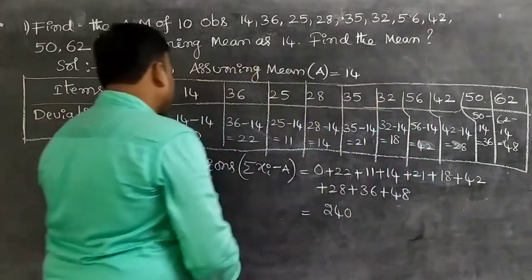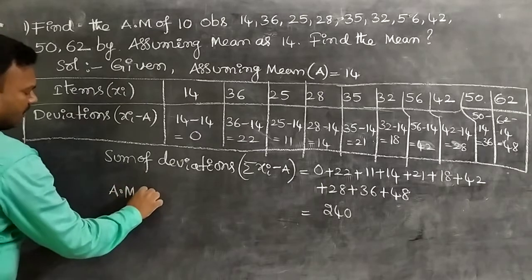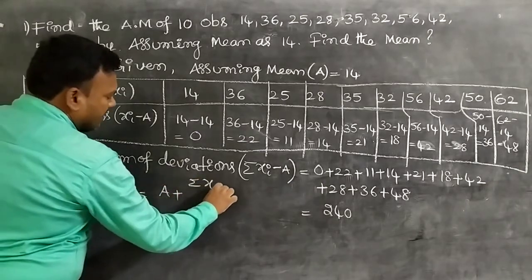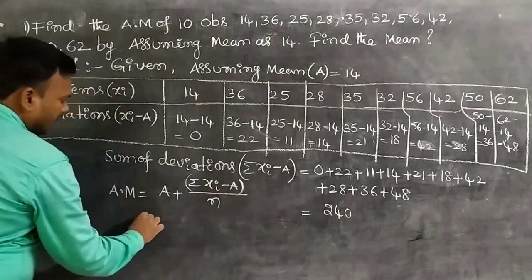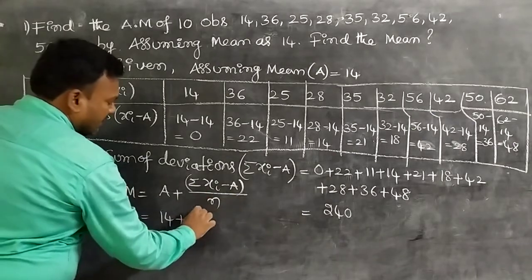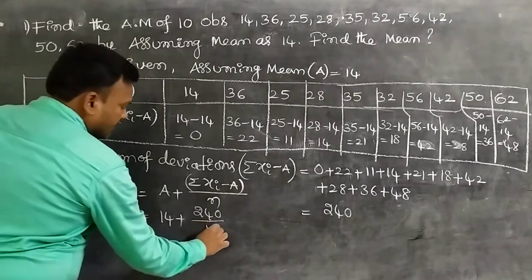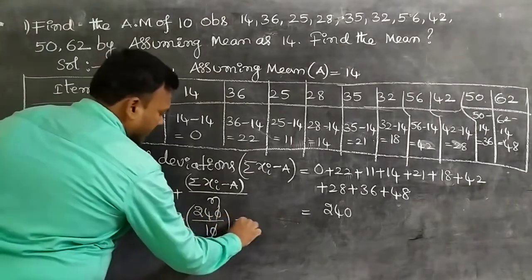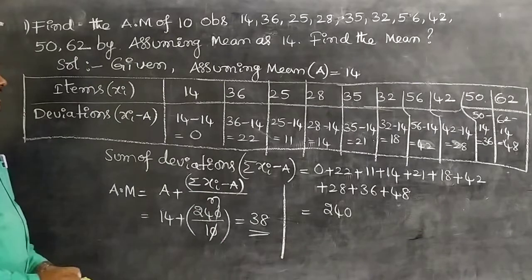So that implies arithmetic mean. Observe the formula, students. Arithmetic mean equal to estimated mean A plus summation xi minus A by n. So it becomes A value 14 plus summation xi minus A, 240, by n value, 10 observations. Okay, students, 0 gets cancelled. 14 plus 24, it becomes 38. 38 is the arithmetic mean.